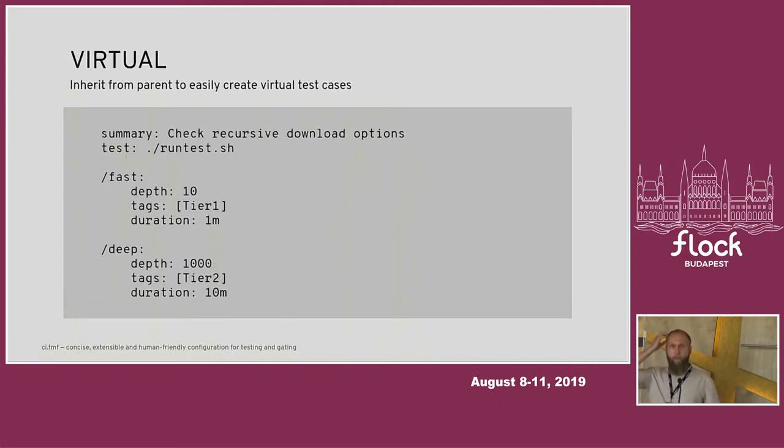This also allows you to create something we call virtual test cases. So you have one implementation, one shell script, and then you run a short version, a CI run test for example, very quick, which can be part of the gating, and you could do some deeper test, which you can then run outside of the gating, but you can still see the results and make sure it passed.